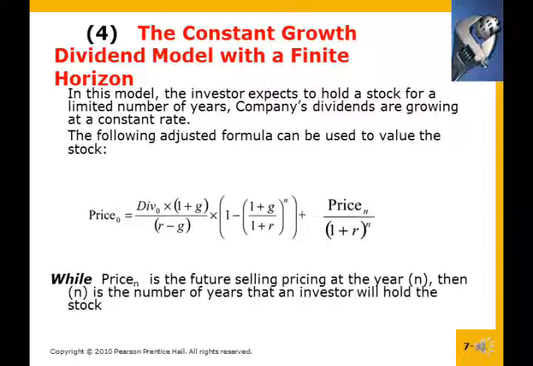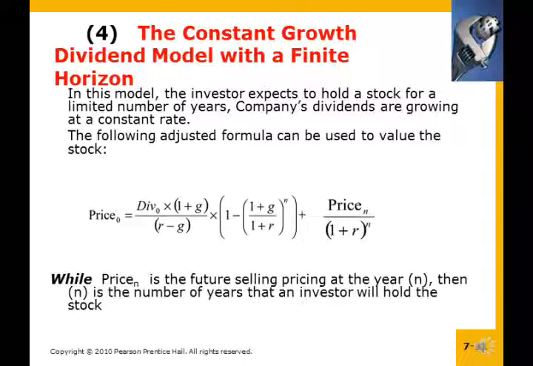So in the constant growth dividend model with a finite horizon, the investor expects to hold stock for a limited number of years, for several years, for specific years. So there is a maturity date. Investor will hold the stock for specific years, and then he will sell the stock.